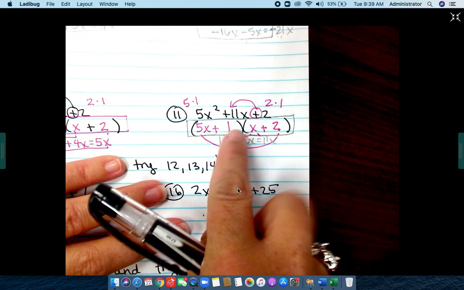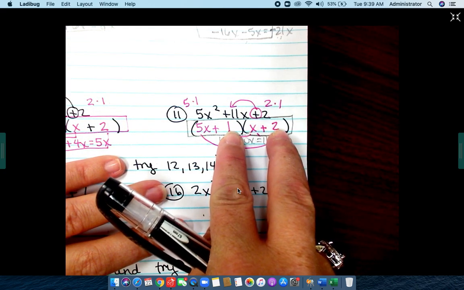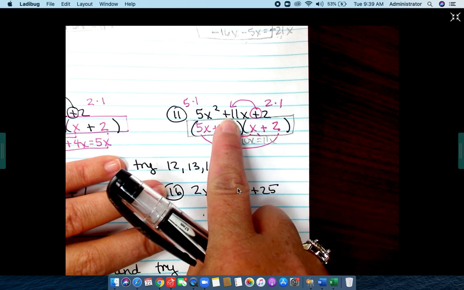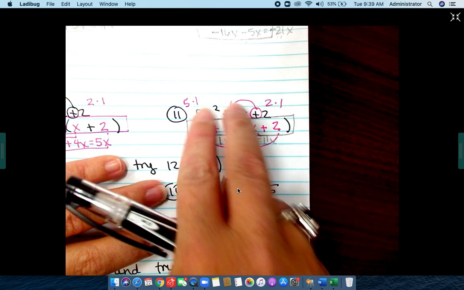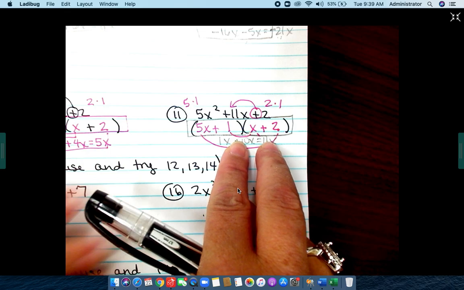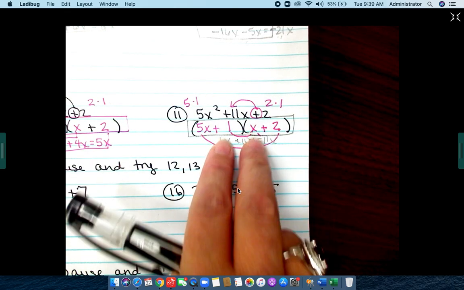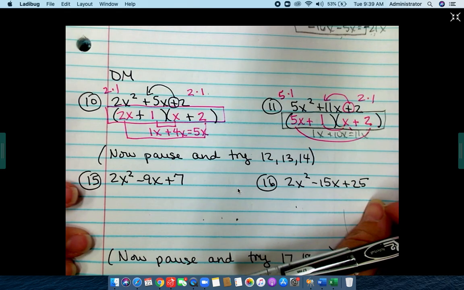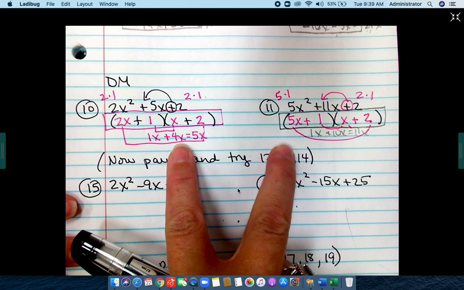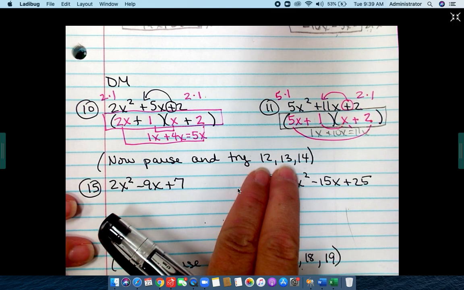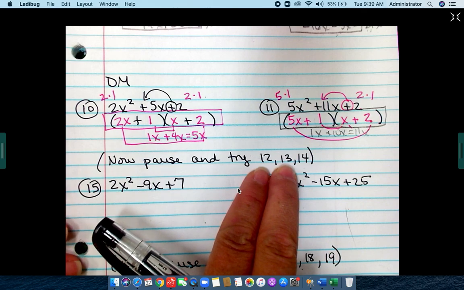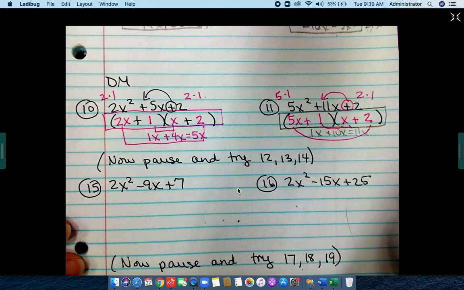So you can start putting 2 and 1 here, but what's going to happen is you're not going to get 11. So once you teach your brain the process through repetition, it will help fill this in quicker. Please go ahead and pause the video at this time, enter these 2 answers for 10 and 11, and try 12, 13, and 14 on your own.